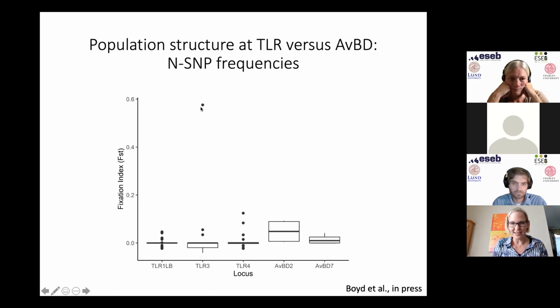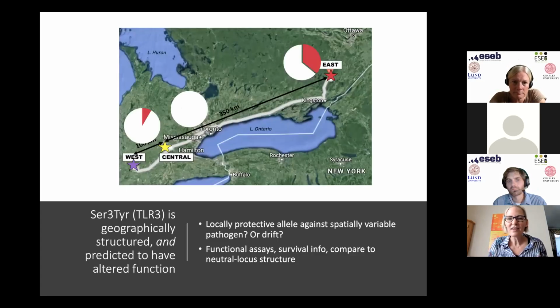I want to draw your attention to this point here. That's not actually a bug on your screen. It is an outlier value of FST. So we have a very high FST value for the third codon of toll-like receptor 3. And here's what that variation looks like in terms of the geographic structuring.